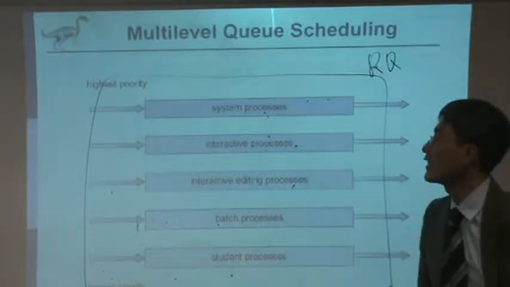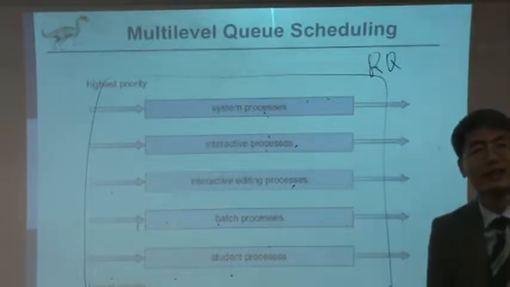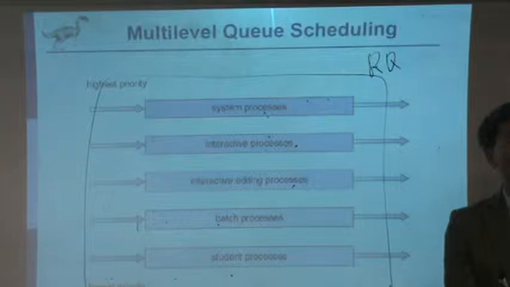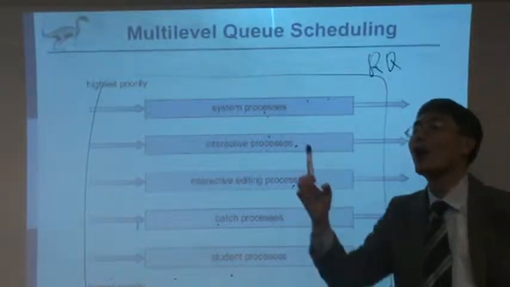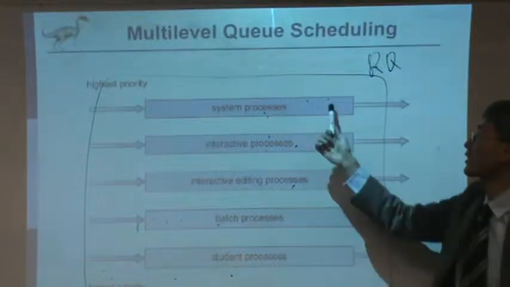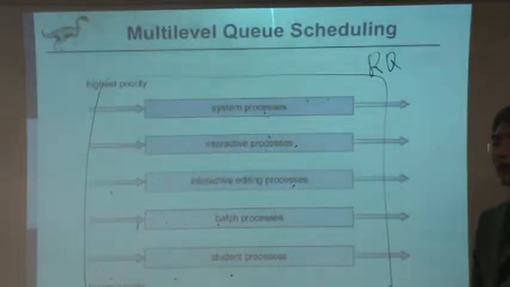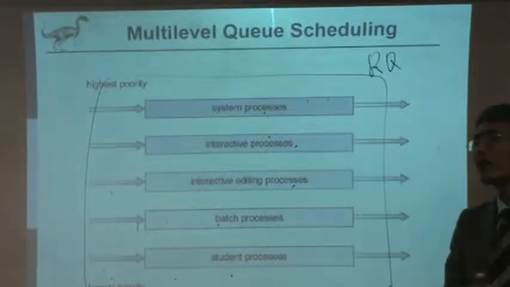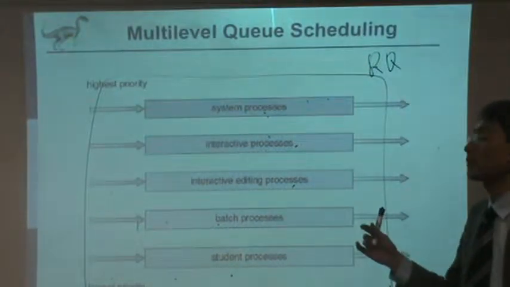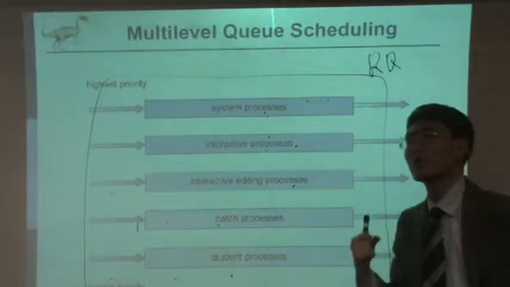First one, for example, is system processes, like the scheduler, the disk scheduler, and the swapper. So these are the system processes. They need to get the CPU resource, but not entirely, so sometimes they don't require any quick response.